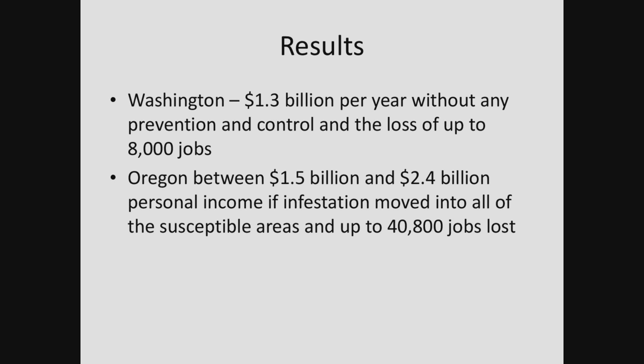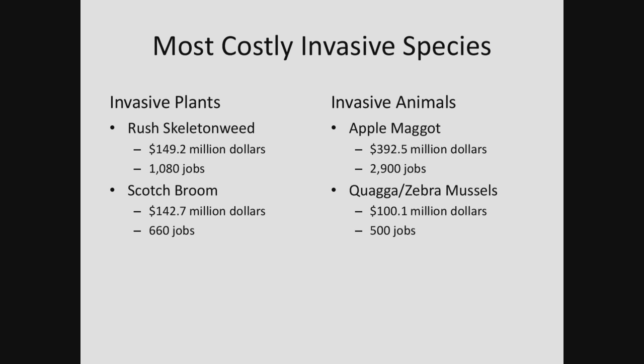So what were the results? We found overall these 23 species, if we did absolutely nothing and let them expand to their potential, we would be looking at $1.3 billion in losses per year and a loss of up to 8,000 jobs. And Oregon is a larger state, but their study came out fairly similar to ours with $1.5 billion to $2.4 billion. They looked at 25 noxious weed species and up to 40,000 jobs lost. Just as an FYI, the most costly invasive species out of those came out to be rush skeletonweed and Scotch broom on the plant side, and apple maggot due to our large apple growing industry in Washington, and the aforementioned quagga and zebra mussels that we don't have yet wound up being the most costly of the species that we looked at.